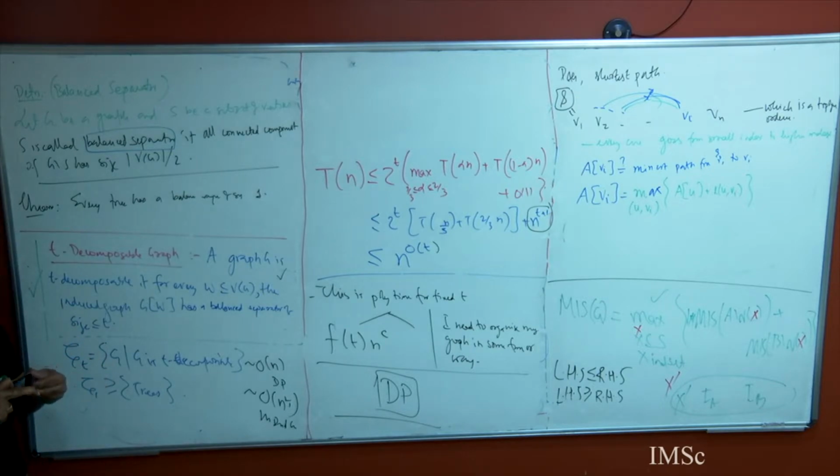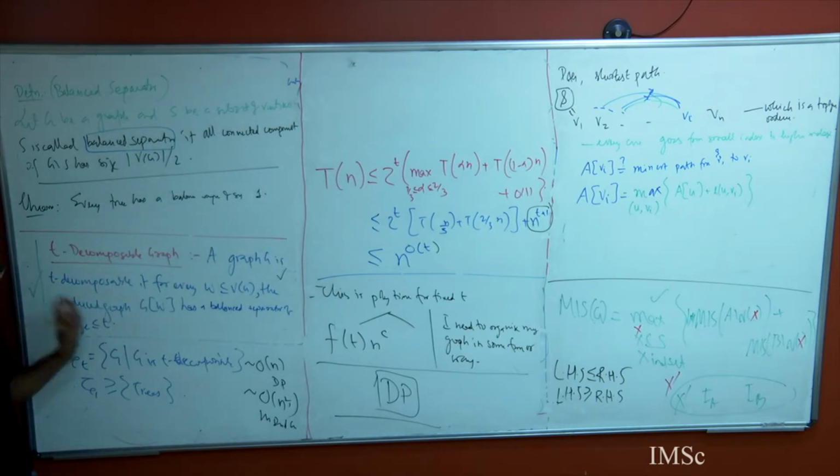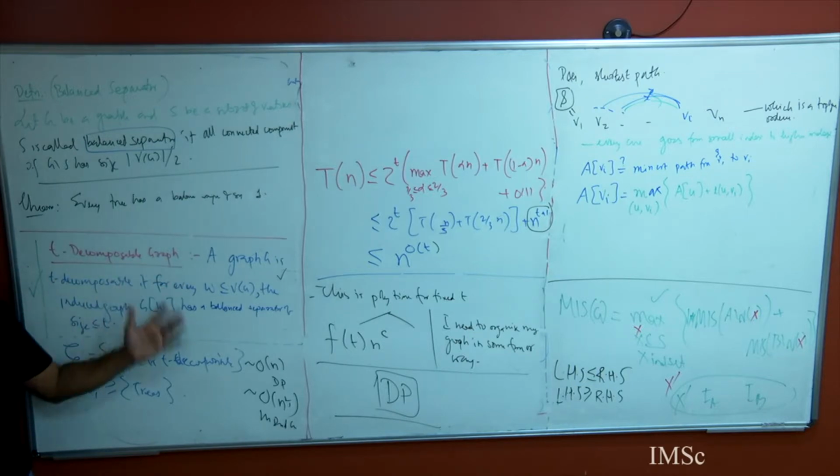Okay, that's not obvious. And even if I gave you a graph, how do you find this balance? But what I would like at this point of time is to take this T decomposable graph and try to organize this graph in some way such that it is easier for us to do DP.